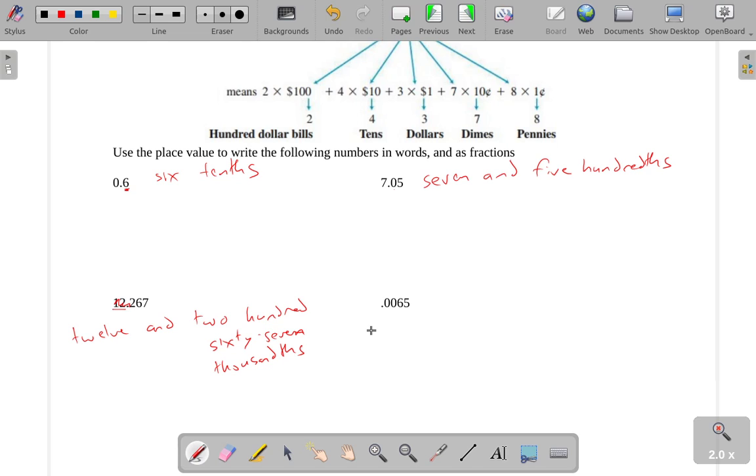For this number, if we just ignore everything that's going on, there is nothing to the left. Then there's the decimal place. We don't need to say "and" when there's nothing off to the left. We'll just start with 65. And this ends in the tenths, hundredths, thousandths, ten thousandths place. So this would be 65 ten thousandths.